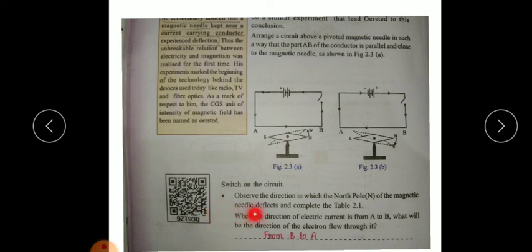When the direction of the current is from A to B, what will be the direction of the electron flow through it? See, we know that current flows from the positive terminal to the negative, but the electrons flow from the negative terminal to positive. Okay, so here you have to write the answer from B to A. So the electrons flow from B to A.